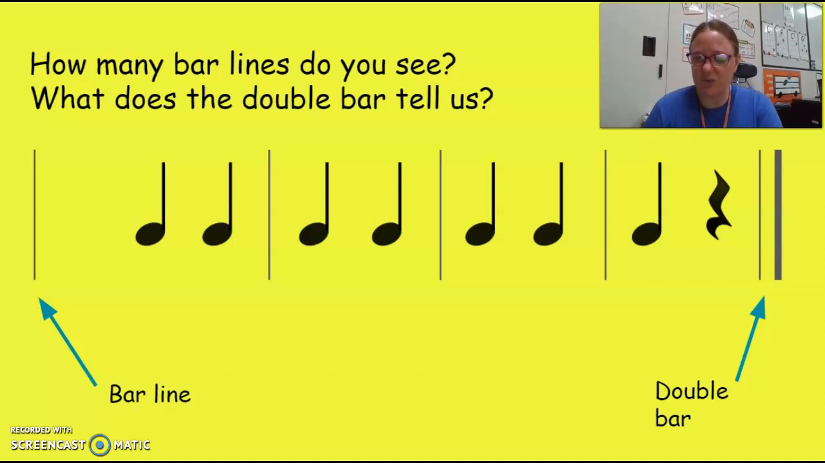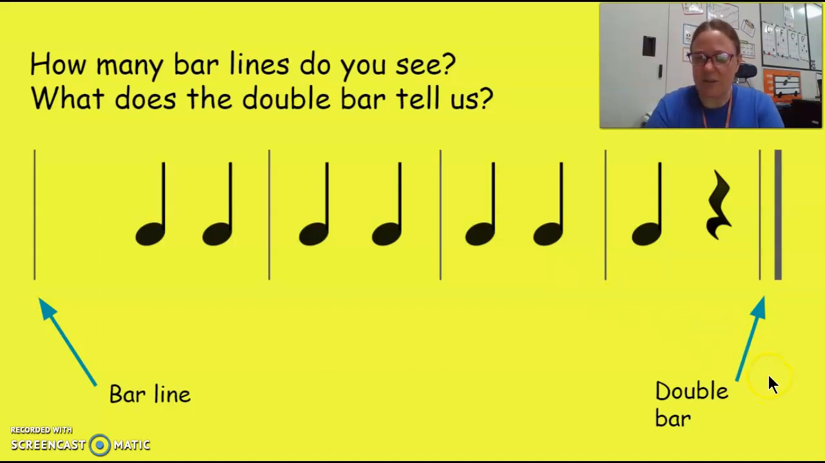All right, take a look at your rhythm on the screen. First of all, how many bar lines do you see? From last time's episode, you should remember that a bar line looks like just a line separating notes in your music. It separates those notes into groups. All right, let's count the bar lines together. We should see 1, 2, 3, and 4. All right, we've got 4 bar lines in this rhythm example.